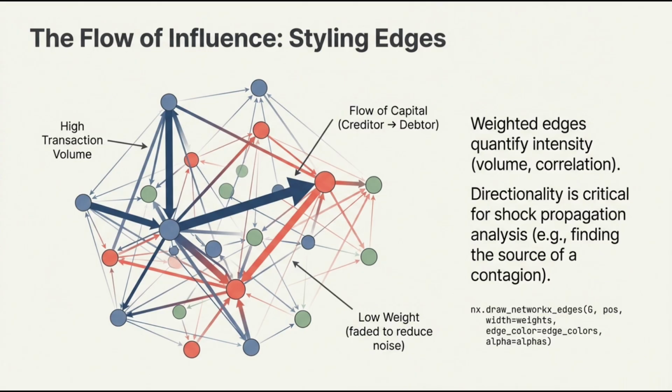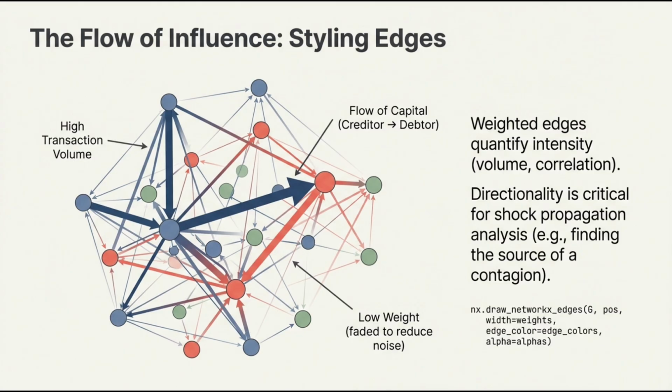This slide extends that styling logic to edges. Edges can also carry visual meaning. The thick dark arrows on the diagram represent high transaction volume, while thinner faded edges represent lower weight and are visually de-emphasized to reduce noise. Arrow direction shows the flow of capital, for example from creditor to debtor. This is especially important in financial networks because directionality tells us how risk or influence propagates.